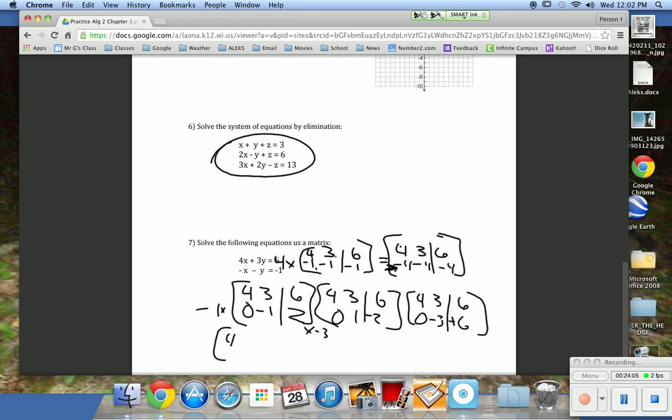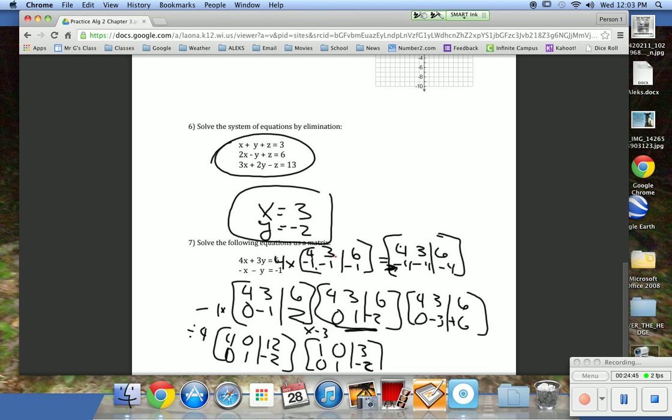4, 0. We're going to put the results on top. And then this is 12. And on the bottom, let's just put back what we had here. We can do it like we divided through by 3 already. So we'll just put that back, 0, 1, -2. Now we can divide the top one by 4. And we'd end up with 1, 0, 3, 0, 1, -2. Okay, now we have it. We know that our x equals 3 and our y equals -2. And that would be your answer. Does that help? Yes. All right.